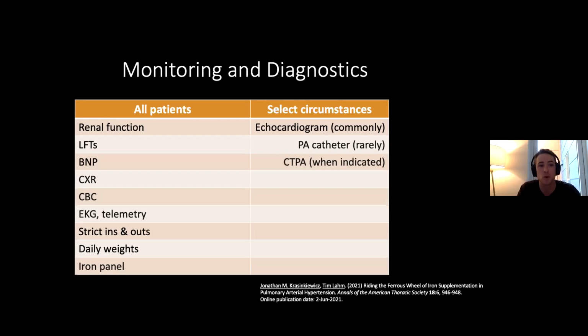Bonus points are given for ordering a BNP at around the time of discharge when the patient's euvolemic, for future reference. CBC is also needed for anemia, infection, strict I's and O's with admission, daily weights, all that good stuff as well. And finally, patients with pulmonary arterial hypertension are often very iron deficient without being anemic.